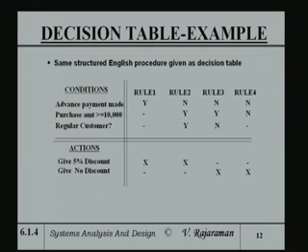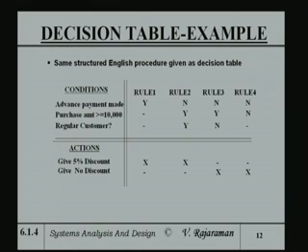Rule number 2 says if no advance payment is made, but the purchase amount is greater than or equal to 10,000, and there is a regular customer, the rule says that in that case you give a discount of 5%.